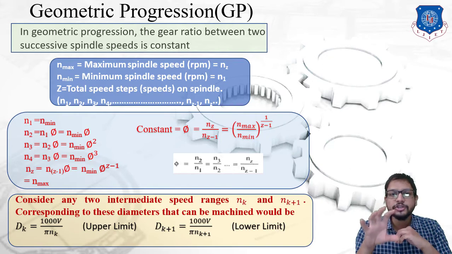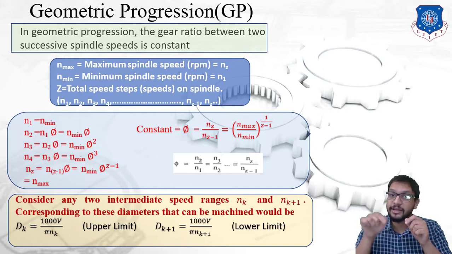Now gear ratio is denoted by phi. Remember that it is denoted by phi, and if we use this law, then this ratio, that is N2 by N1, will be equal to N3 by N2, will be equal to N4 by N3. Remember, gear ratio is going to remain constant when we are using geometric progression law.